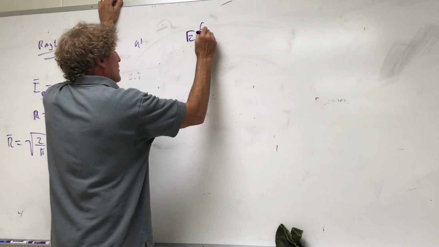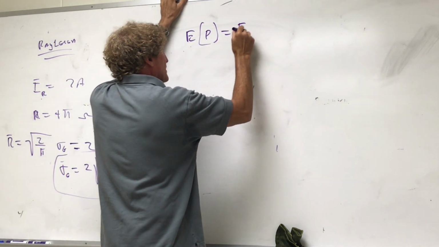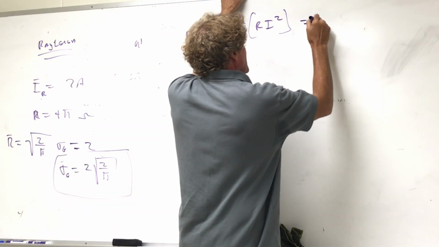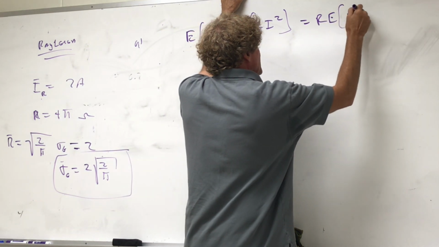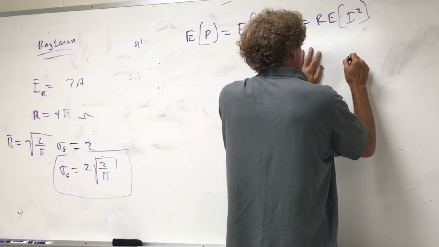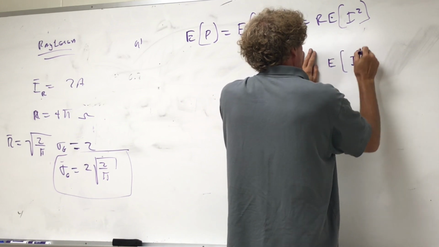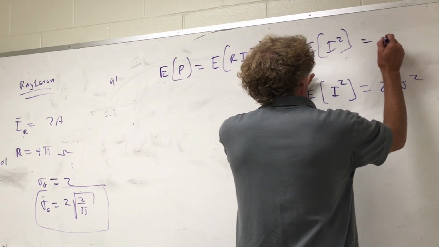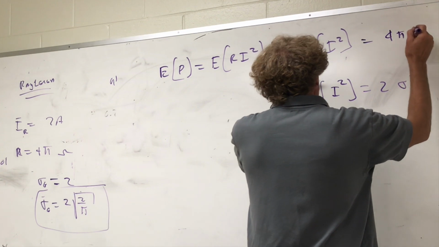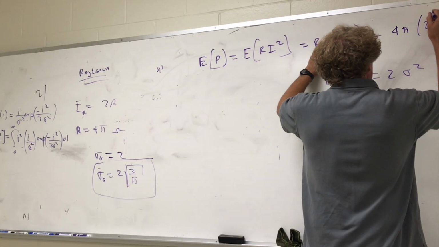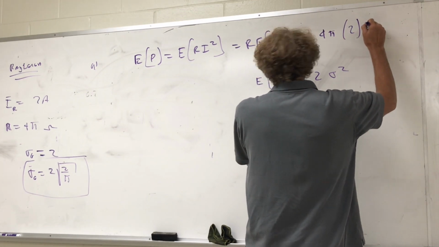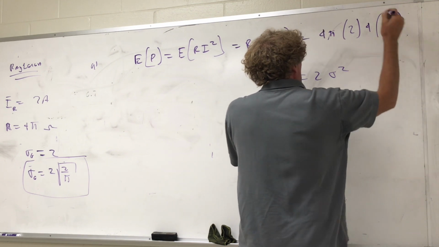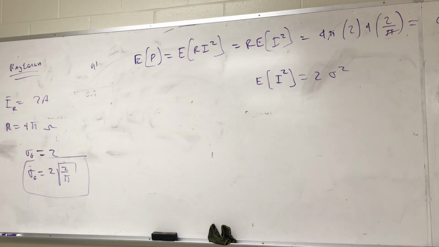The mean value of the power dissipated is going to be the expected value of R times I squared, right? And so that's really R times the expected value of I squared. For this one, remember that for the Rayleigh distribution, the expected value of I squared is 2 sigma squared. If I want the expected value of power, that's 4 pi, right? It's times 2 sigma squared times 2, and sigma squared is going to be what? 4 times 2 over pi, right? And so the pi's cancel. What do you get for that? 64.